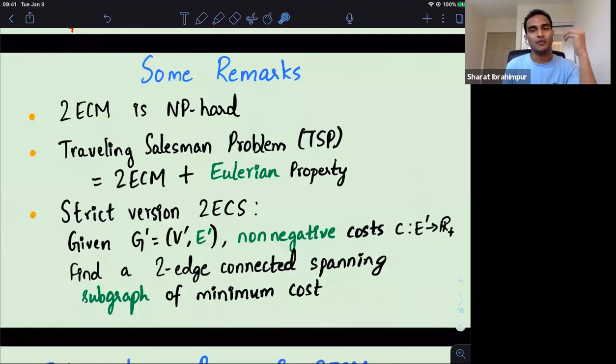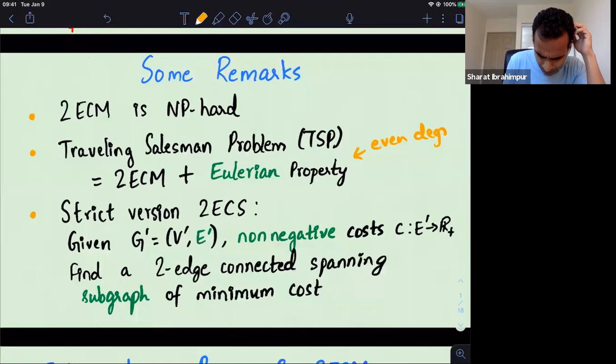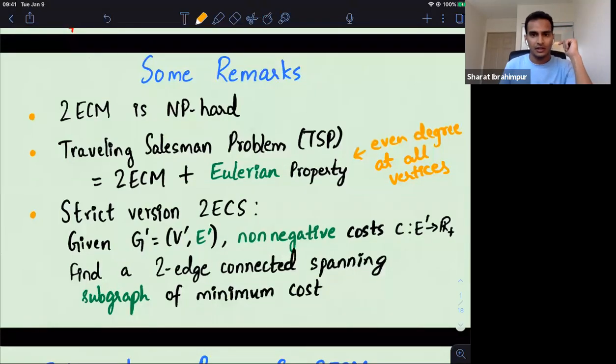There's a more well-known network design problem called the traveling salesman problem. This is basically 2ECM plus the Eulerian property. What the Eulerian property here means is that you want even degree at all vertices. This is a very closely related problem. We'll keep mentioning TSP many times throughout the talk.